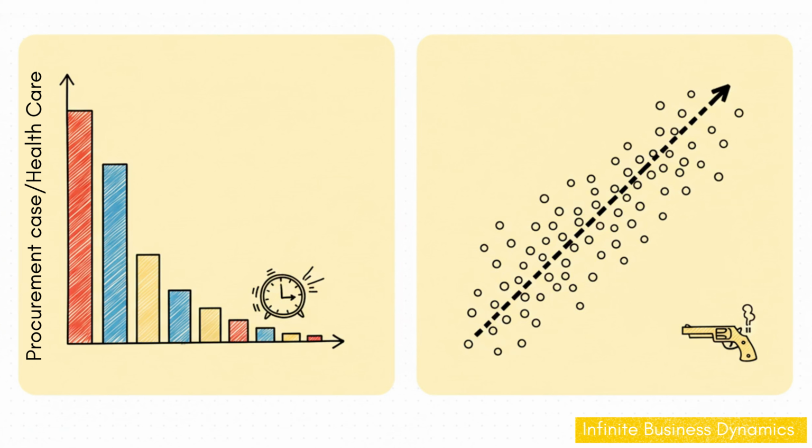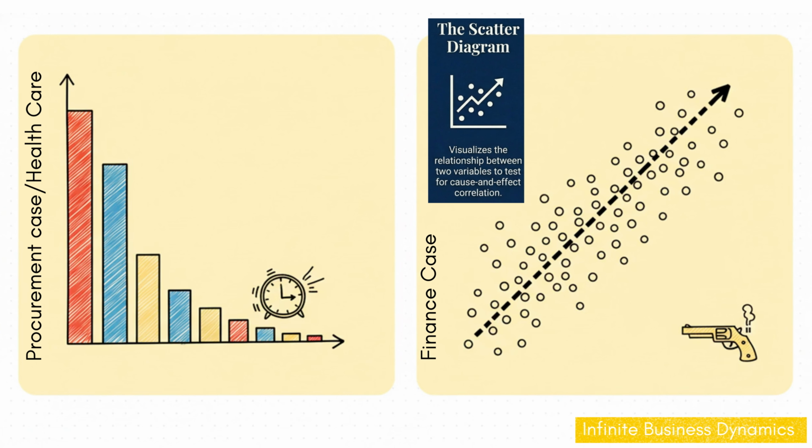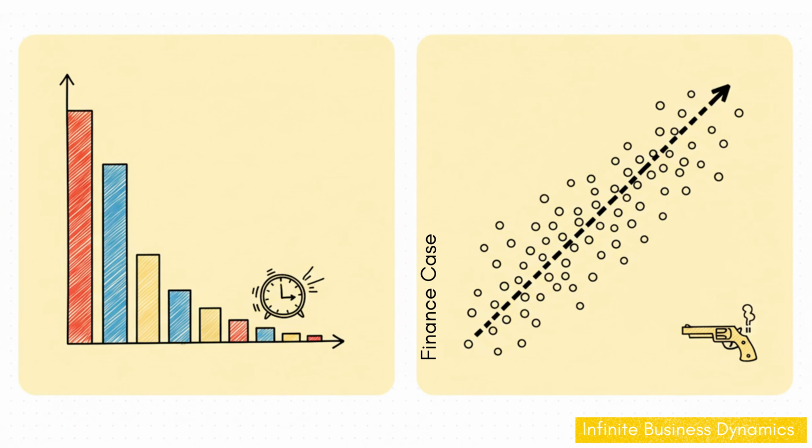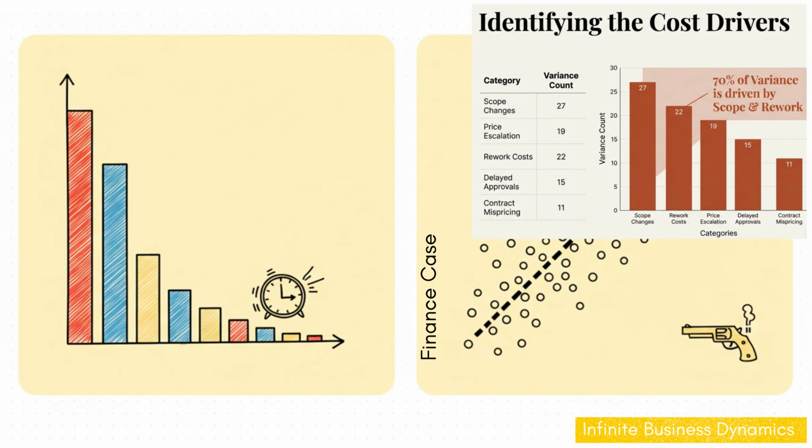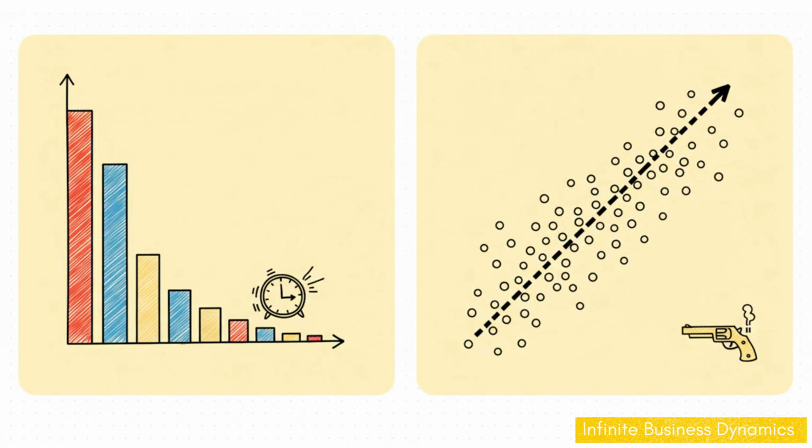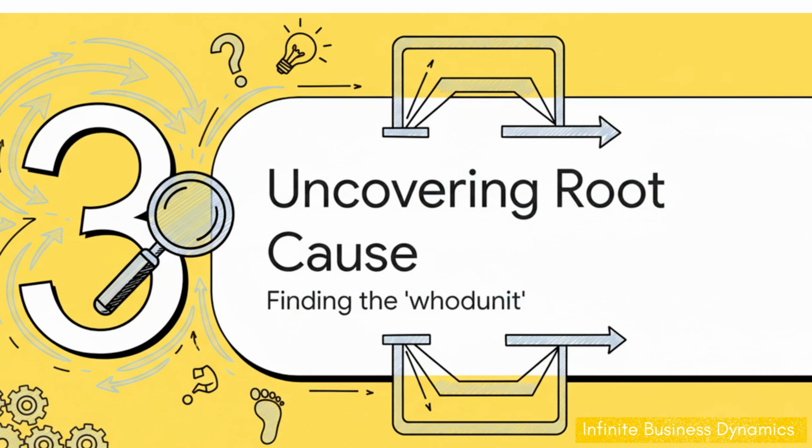That's a problem. Now on the right, for the finance case, we use a scatter diagram, and we have a smoking gun. A direct, positive correlation. The more scope changes a project has, the higher the cost overrun. It's not a theory anymore. It's a fact, right there in the data. Okay, so we know what is happening.